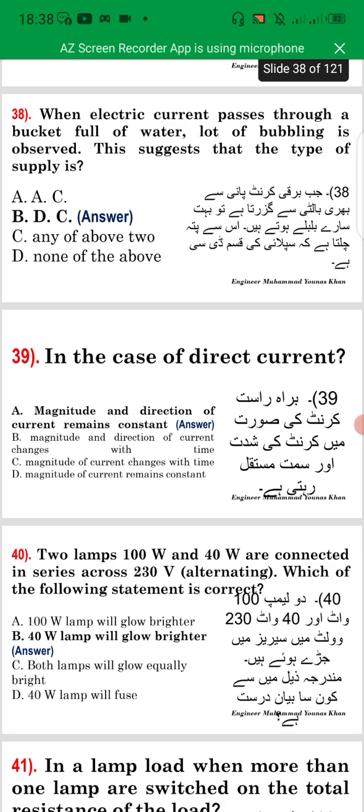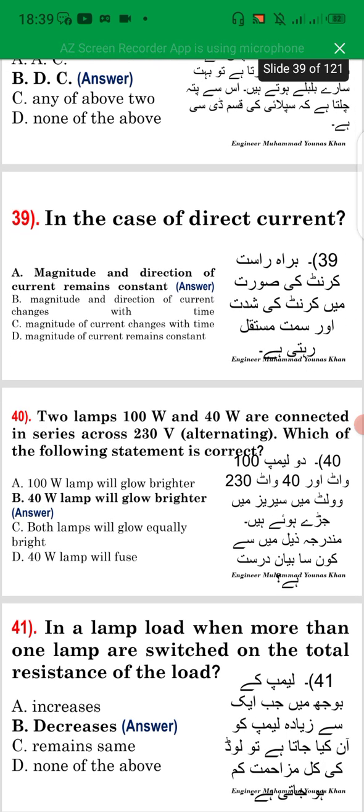Question number 39. In the case of direct current, magnitude and direction of current remain constant; magnitude and direction of current change with time; magnitude of current changes with time; magnitude of current remains constant. So the correct answer is magnitude and direction of current remain constant.